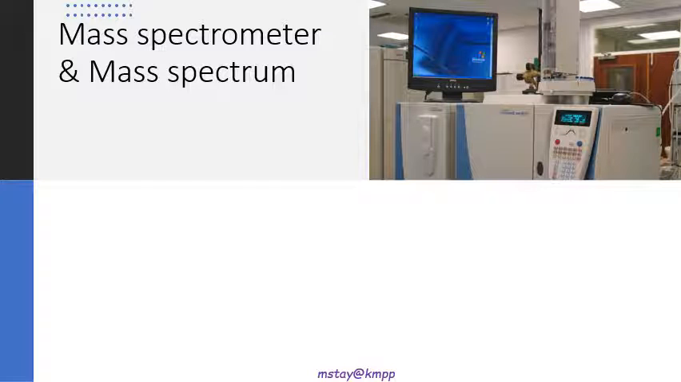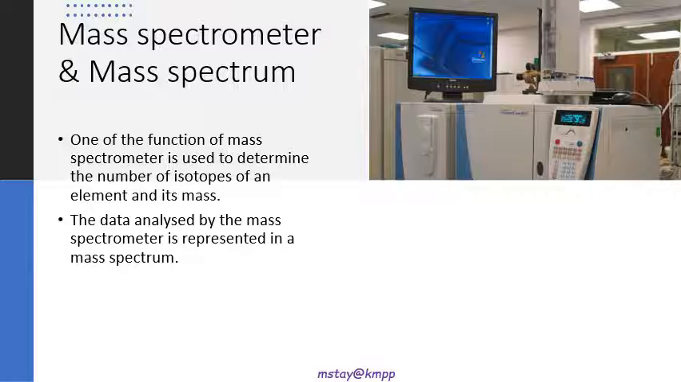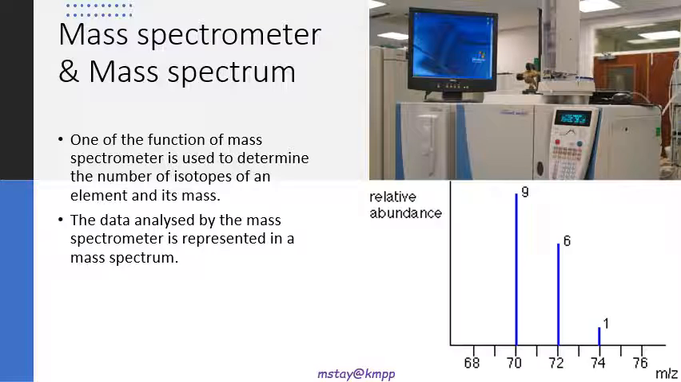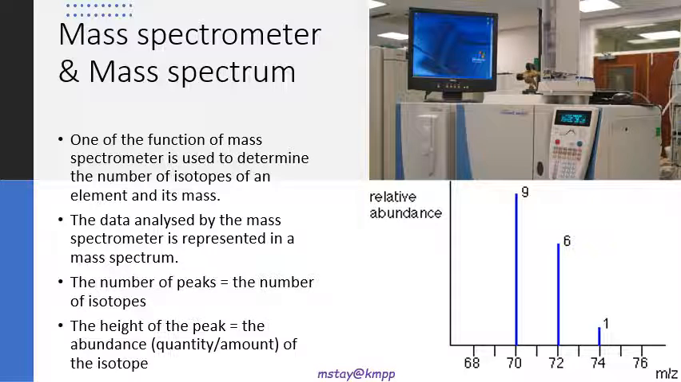The function of a mass spectrometer is to determine the number of isotopes of an element and also the mass of each isotope. The data analyzed by the mass spectrometer will be represented in a mass spectrum like this. The number of peaks in the mass spectrum shows the number of isotopes, while the height of the peak shows the abundance of the isotopes. Another term for abundance is quantity or amount.